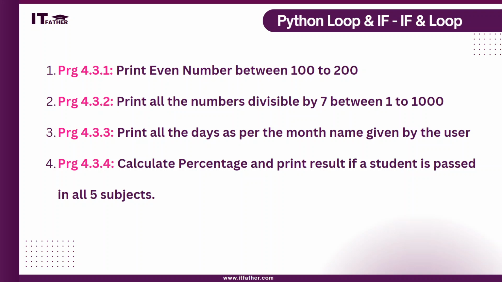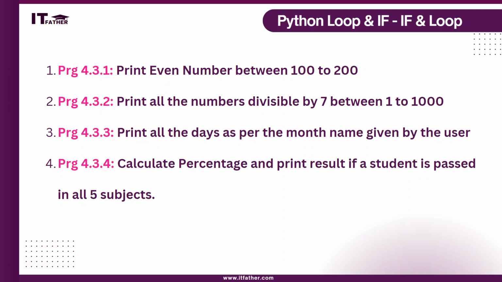So the first program we are going to do is print even numbers between 100 to 200. Right, print even numbers between 100 to 200. In the first program, first of all we have to run a loop which should provide a list of numbers between 100 to 200. And now we have to only display the numbers which are even. It means we have to check each number which is generated by the loop. We can use any loop, either for loop or while loop.